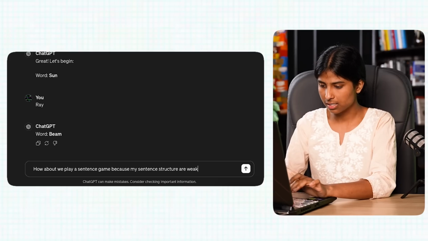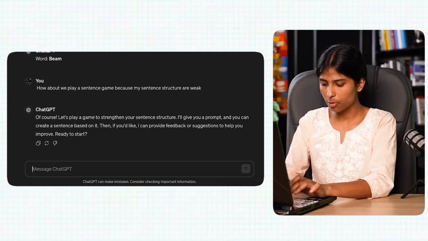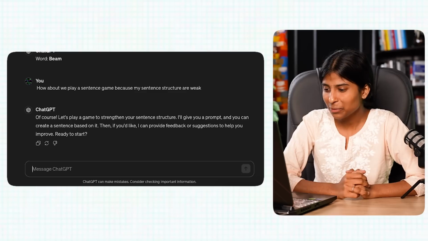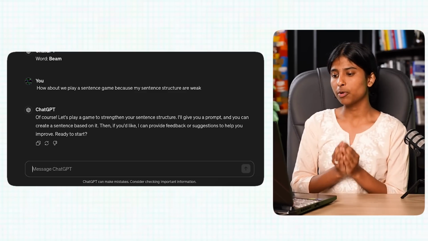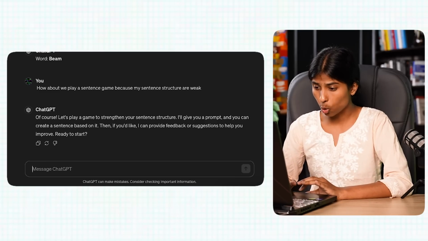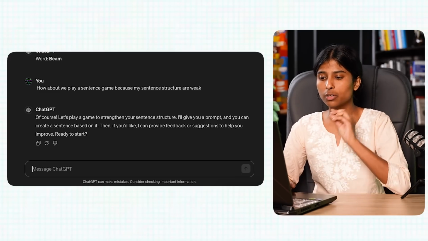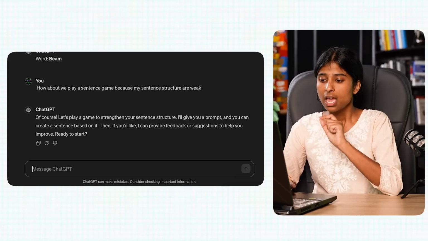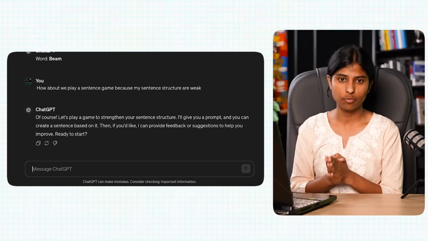Now the thing is, we're done with words. How about we play a sentence game? Because my sentence structures are weak. So let's go. Absolutely, let's play a sentence game. Here's how it works. It's going to provide you with a starting phrase or a word. You'll then build a sentence around that word or phrase, focusing on using correct grammar and vocabulary. After you have constructed your sentence, I can provide feedback or suggestions for improvement if needed.